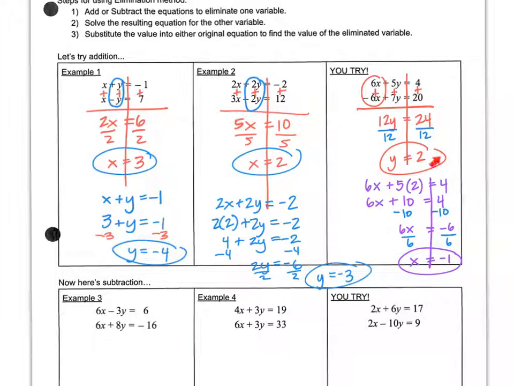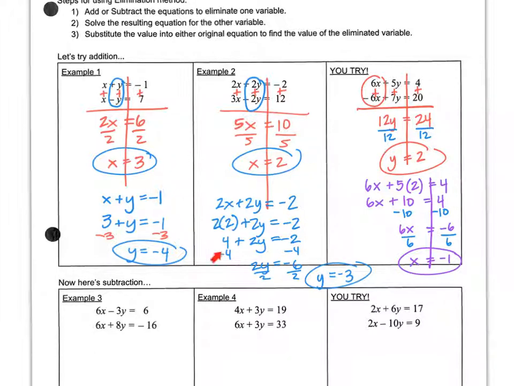All we have to do is divide by 12 to get the y by itself, and we get y is 2. Now that we know what y equals, we can replace y with 2. I used the first equation, so I didn't rewrite it though. But 6x plus 5 times our y, which is 2, that equals 4. And again, I'm not going to detail the rest of these steps, but I went through and solved it for our x, and I got x equals negative 1. And back here, we got y is equal to positive 2.